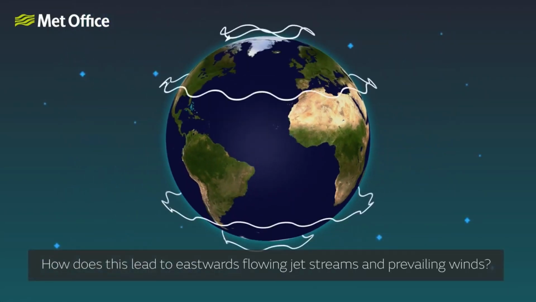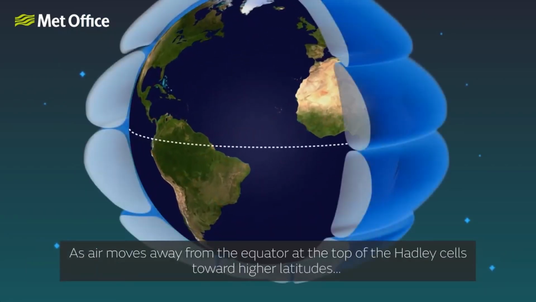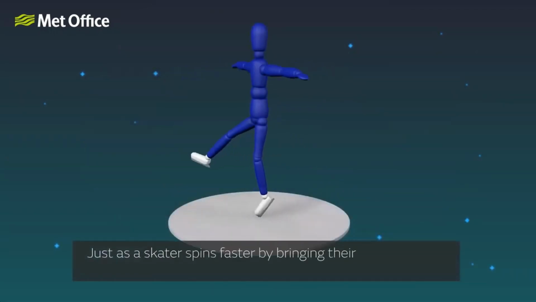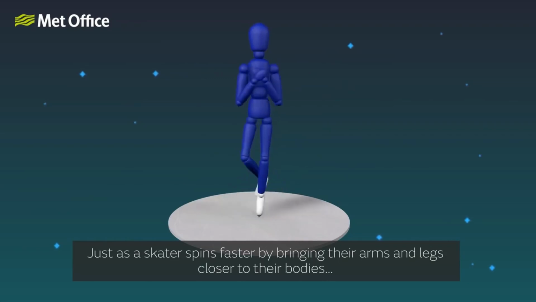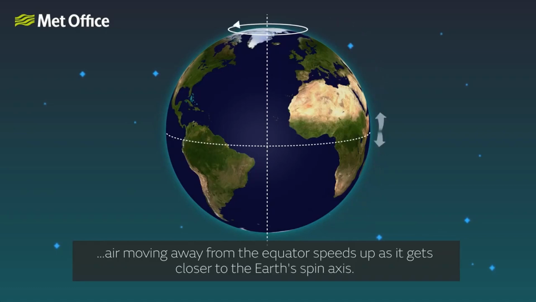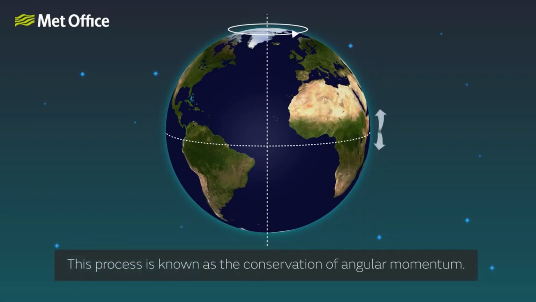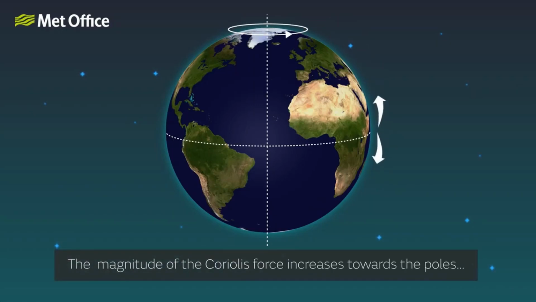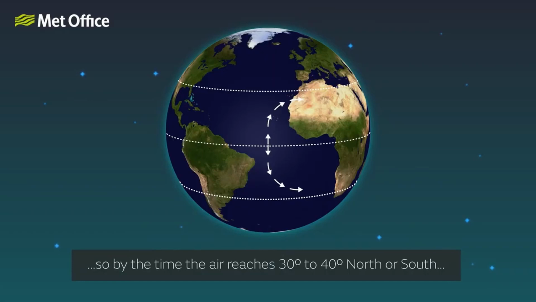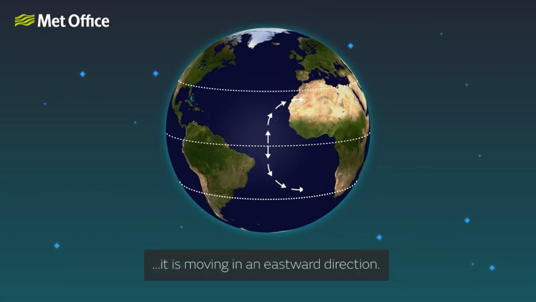The same overall result occurs in the southern hemisphere. How does this lead to eastwards flowing jet streams and prevailing winds? As air moves away from the equator at the top of the Hadley cells towards higher latitudes, it starts to be deflected by the Coriolis force. Just as a skater spins faster by bringing their arms and legs closer to their bodies, air moving away from the equator speeds up as it gets closer to the Earth's spin axis. This process is known as the conservation of angular momentum. The magnitude of the Coriolis force increases towards the poles, so by the time the air reaches 30 to 40 degrees north or south, it is moving in an eastward direction.